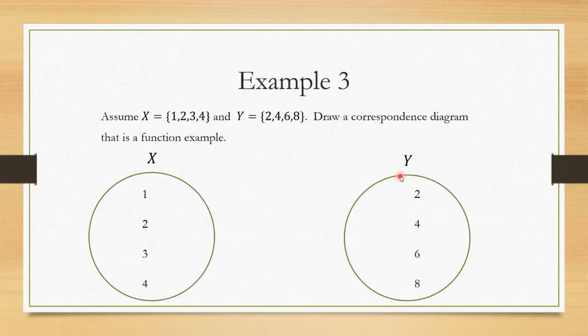So here we're going to draw a correspondence diagram that's a function. The whole point is you want one arrow coming out of each domain element. You want one arrow coming out of each element from the domain, from the first set.